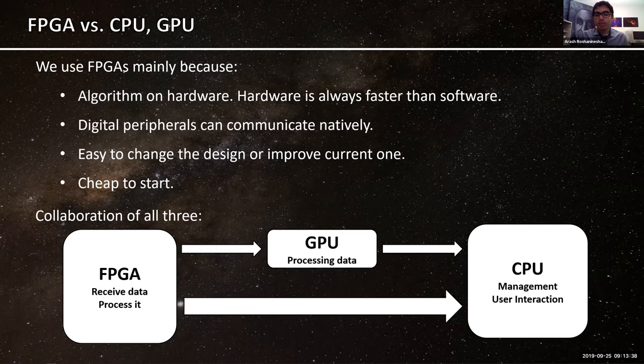There are many digital peripherals beside FPGA that we use that can communicate through digital protocols like I2C, UART. These are some communication protocols. Because we are implementing in hardware, FPGAs can communicate with them natively. You can just communicate with different digital hardware by just putting some gates together. So this makes it easier to communicate with different peripherals and faster.